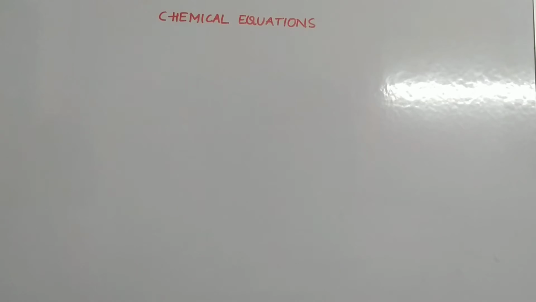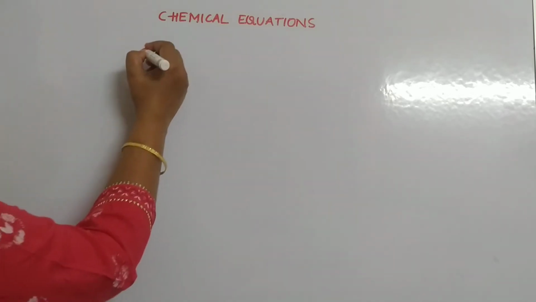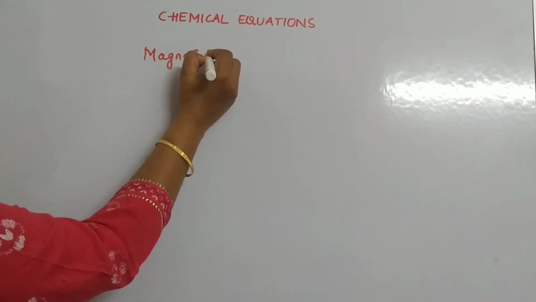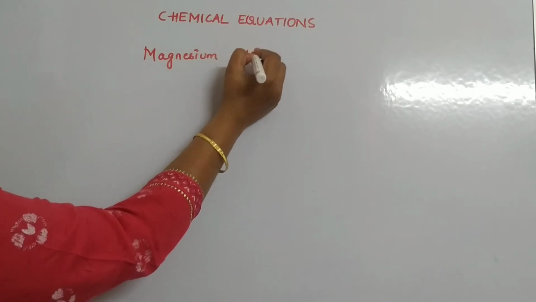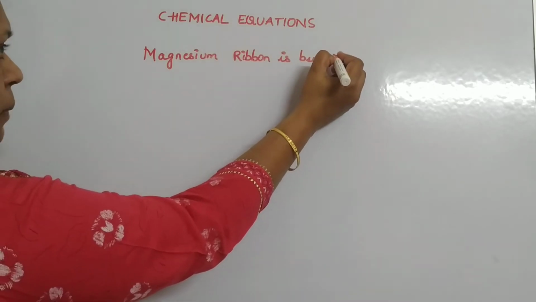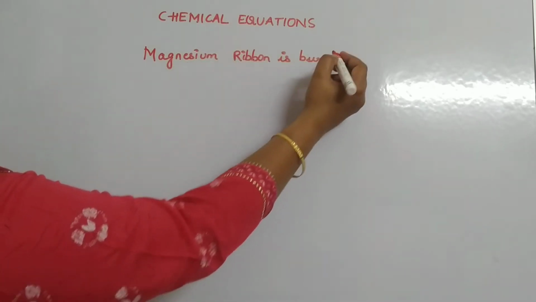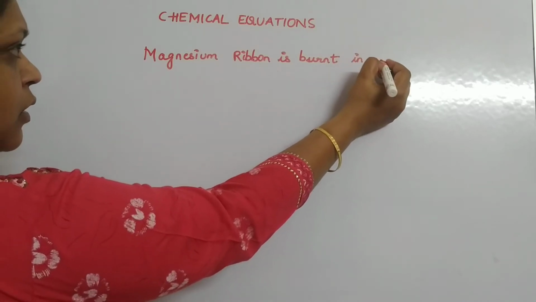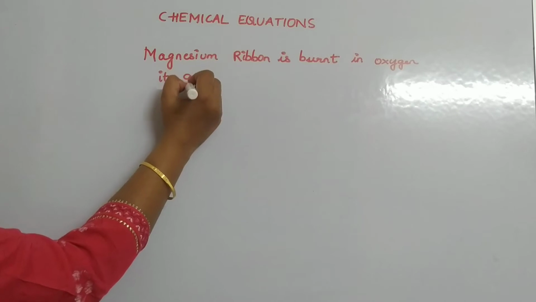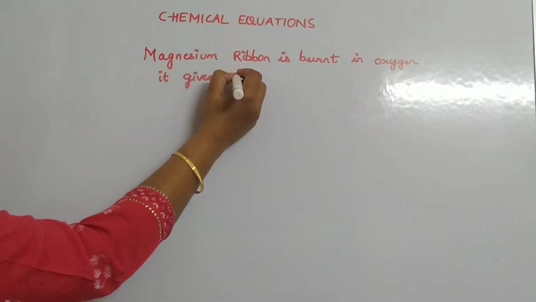In the last video, we discussed physical and chemical changes, and I told you that whenever a chemical change occurs, a chemical reaction occurs. For example, if I say that magnesium ribbon is burnt in oxygen, just see carefully, I am writing a complete sentence. When magnesium ribbon is burnt in oxygen, it gives magnesium oxide.